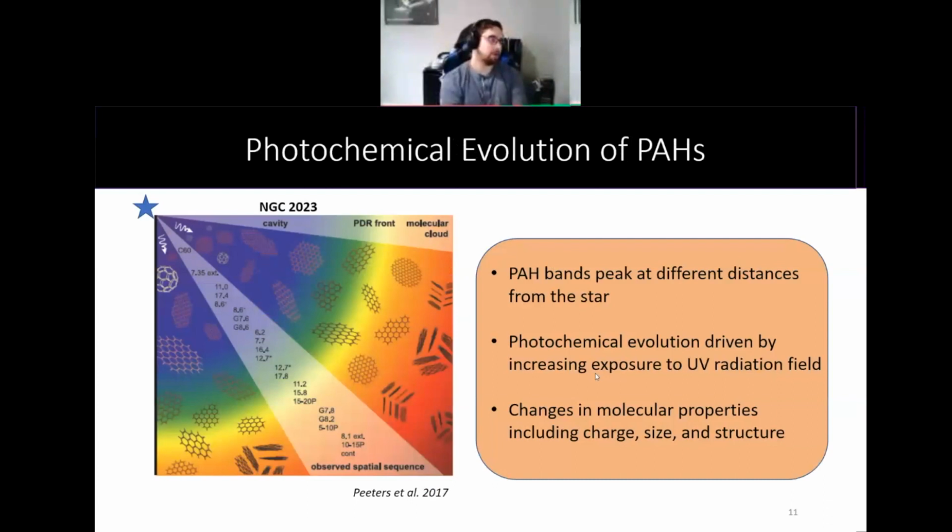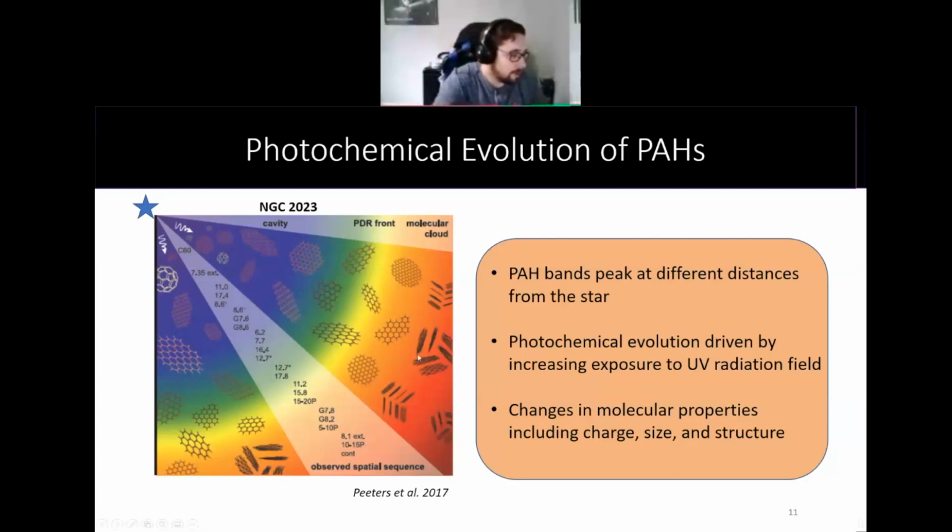Additionally, another study was done of the reflection nebula NGC 2023 by Peeters et al. in 2017, where they found that these individual mid-infrared bands also peak at different distances from the illuminating source within this nebula. So this is indicative of the photochemical evolution of these species that's being driven by increasing exposure to the UV field of the star.